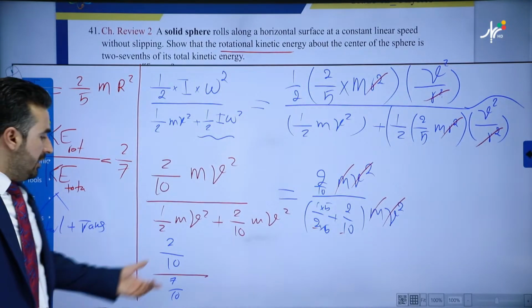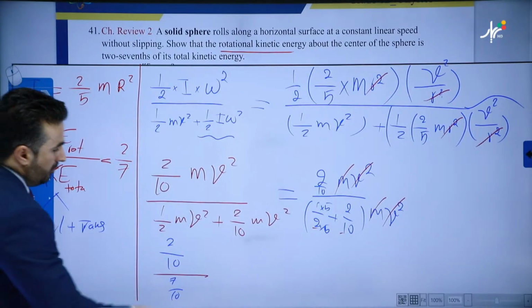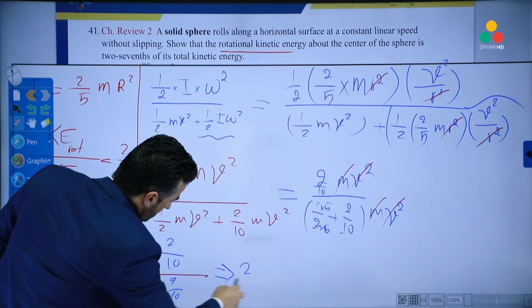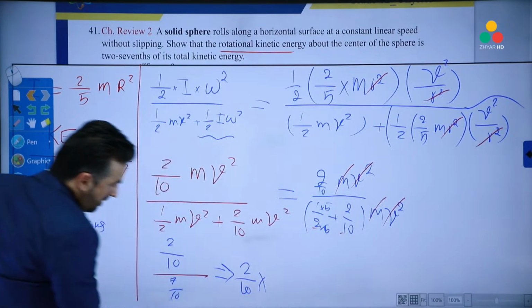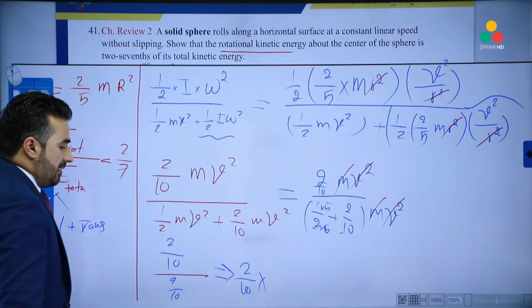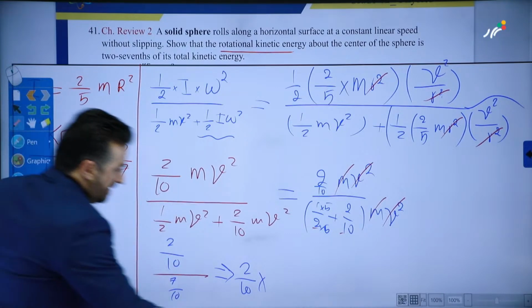Now you have 2 fractions being divided. So what will happen to this? We can say 2 over 10 times, we'll take this to the top, so we'll take the reciprocal. We'll kind of do the upside down for the fraction.